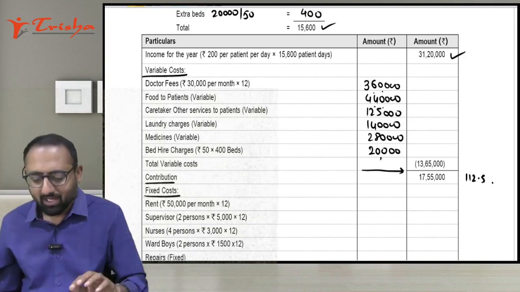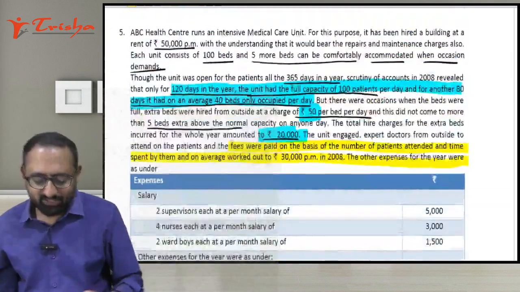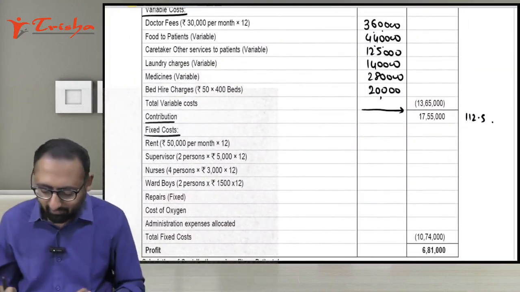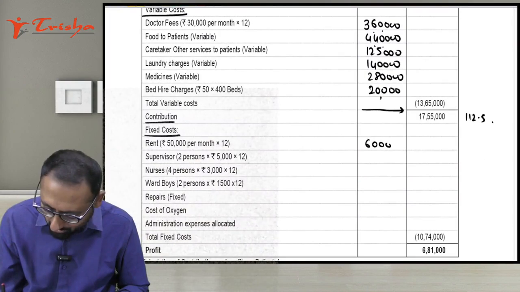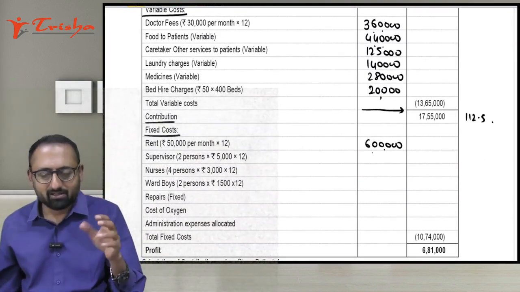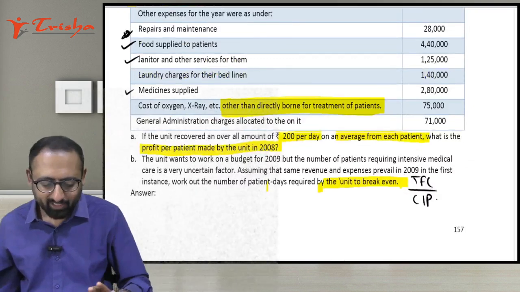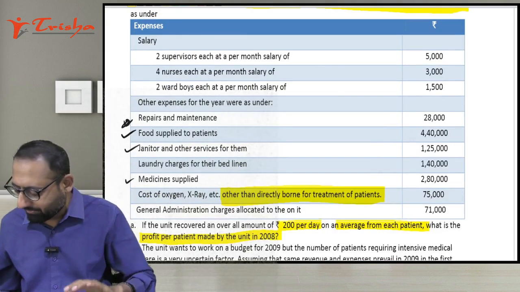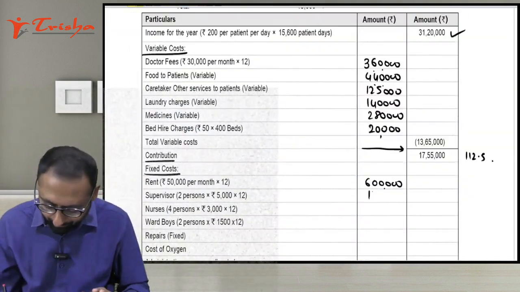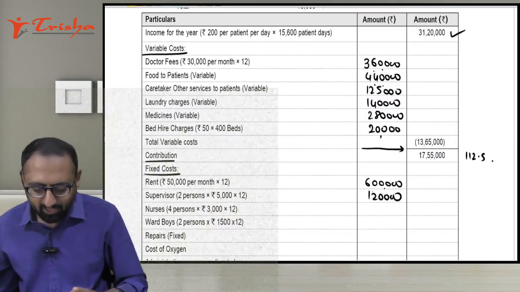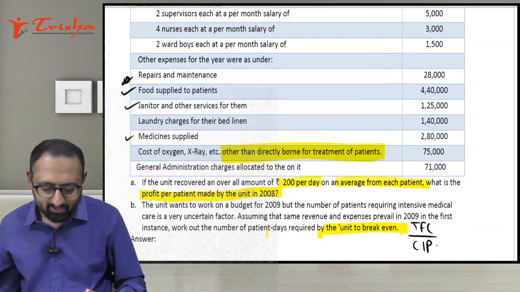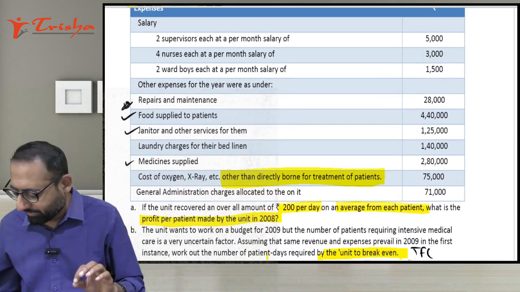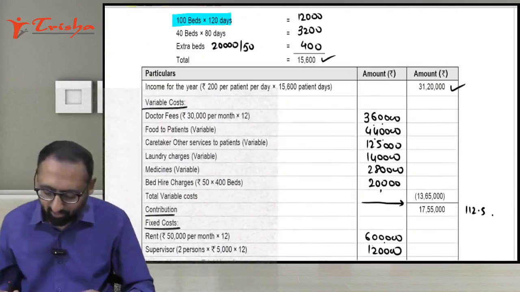Let's move ahead. Now rent is given, a fixed charge; we will consider 50,000 per month as your rent. Guys, 50,000 multiplied by 12, 6 lakh rupees is the rent of that hospital. Then the salaries, let's quickly calculate. There are two supervisors, 5,000 multiplied by 12, guys, 1,20,000. Next, nurses: 4 nurses multiplied by 3,000 per month, multiplied by 12. My boys and girls, 1,44,000 will be your answer.